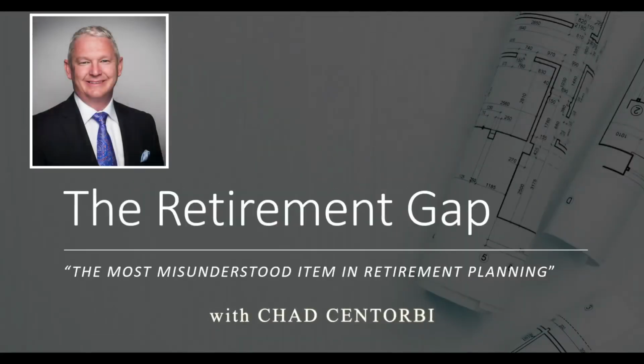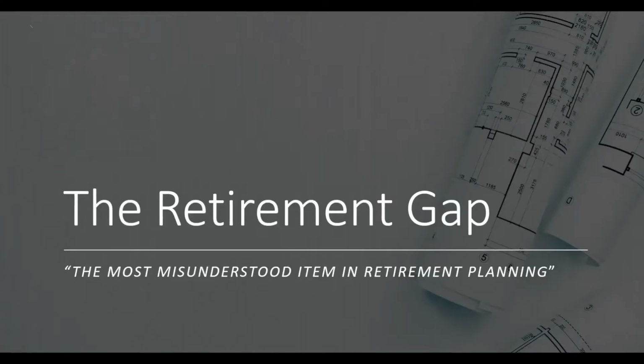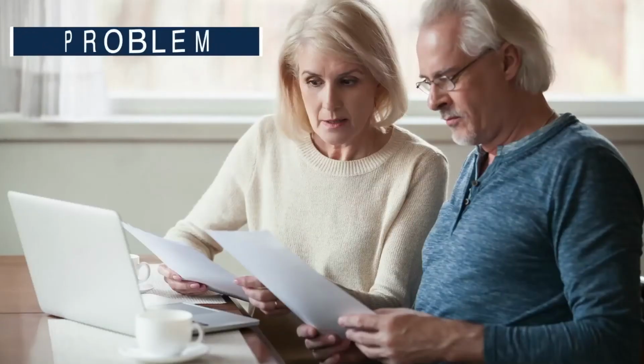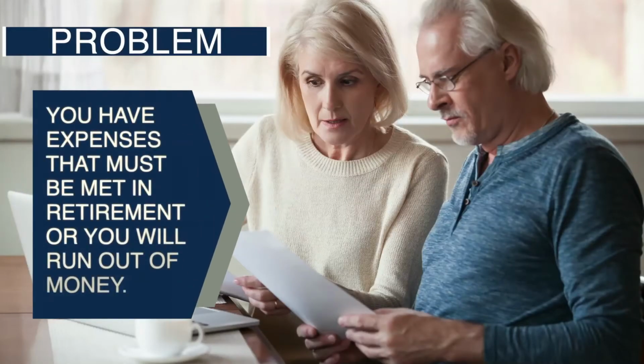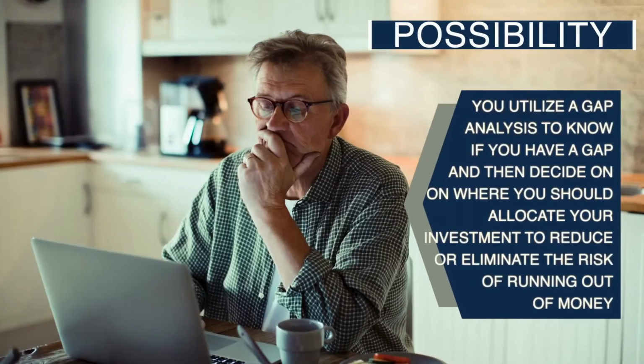The retirement gap. This is the most misunderstood item when it comes to retirement planning because there's a problem and there's a possibility. The problem is that we all have expenses that must be met in retirement or we'll simply run out of money. The possibility is we can utilize a gap analysis to know if we have a gap and basically know if we're on track or if we're off track.